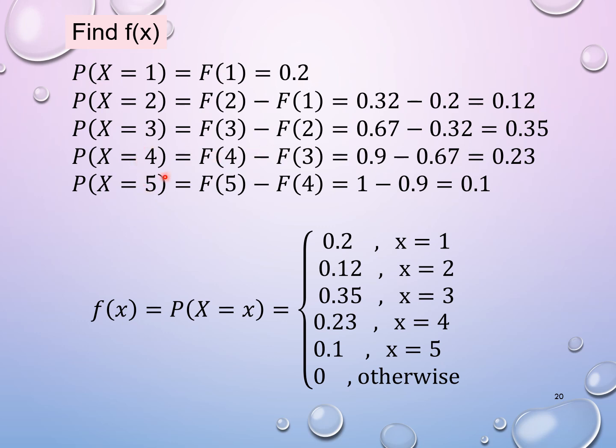And so on. Okay, until you get this form. f(x) of the PDF, probability distribution function, or this one, probability x equal to x, is equal to, when x equal to 1, the probability is 0.2. And when x equal to 2, you get the probability 0.12. And when x equal to 3, it is 0.35, and so on. Don't forget to put 0 over here for otherwise.